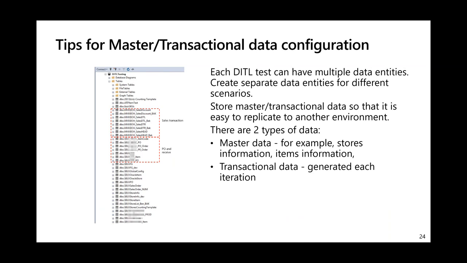The first one is the master data, for example, store information, item information, warehouse, BI. And the second is the transactional data. It should be generated for each integration, and it will be stored in the SQL Server database first, and then we will consume the endpoint of the middle tier or FO, and send out the transactions to the system.